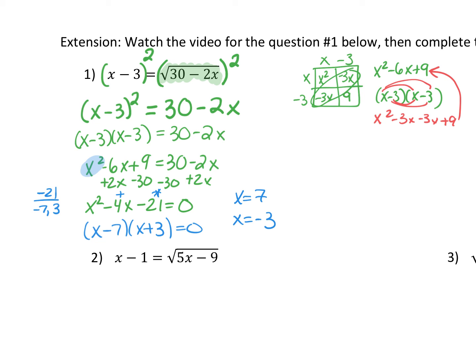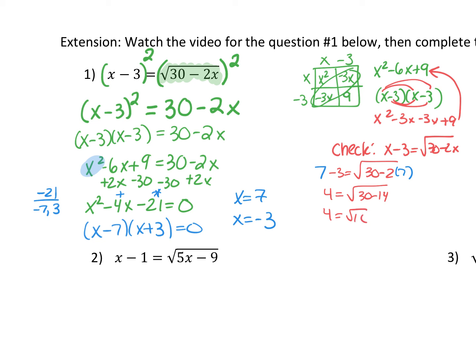But just like with the other equations, we need to make sure that we check these. So I'm going to check them with that original equation. So I'm going to plug in 7. And with 4 equals 30 minus 14, which would be 16, and 4 and the square root of 16 are the same thing. So 7 does work.